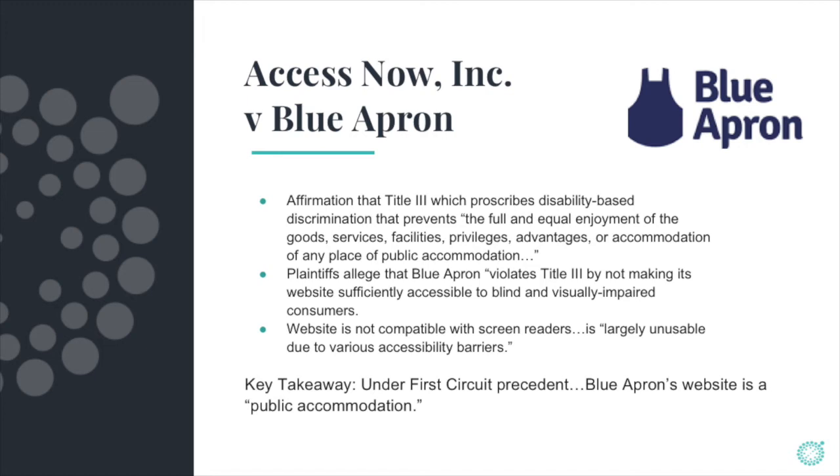Title 3, which prescribes disability-based discrimination that prevents the full and equal enjoyment of the goods, services, facilities, and so on, as we mentioned. So it's showing that cases are moving against entities under Title 3. Another point that I thought was striking was that the plaintiffs alleged that Blue Apron violates Title 3 by not making its website sufficiently accessible to blind and visually impaired customers. And then the website itself was just not compatible with screen readers. It was largely unusable due to various accessibility barriers.